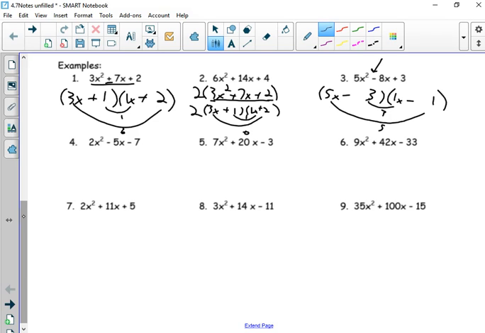Okay, let's go to number 7. I'm not going to do all these. Let's go to number 6. Number 6, you may not see it right away, but they're all multiples of 3. So we can take a 3 out.